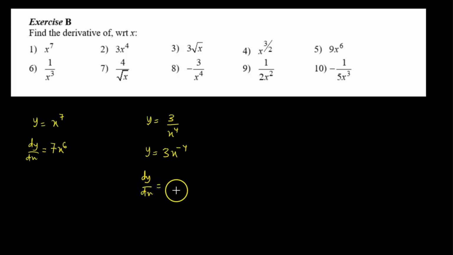dx will be given as negative 12, because negative 4 times 3 will give us negative 12. Then x, subtract 1 from the power, will get negative 5. And in this case, you can write it back to the fraction form. Then it will be negative 12 on x to the power 5. So the derivative of this function gives us what is there.